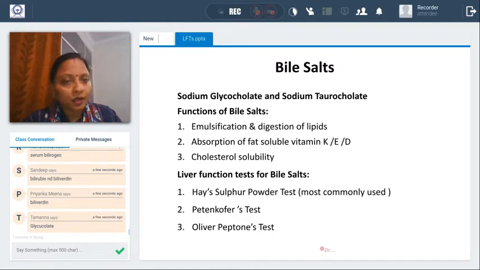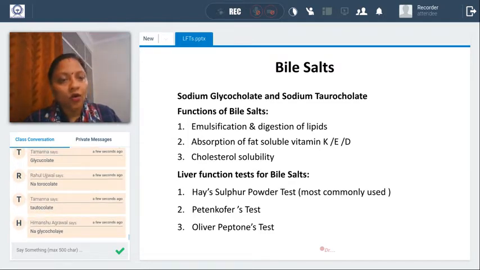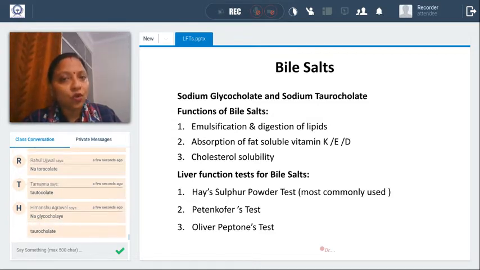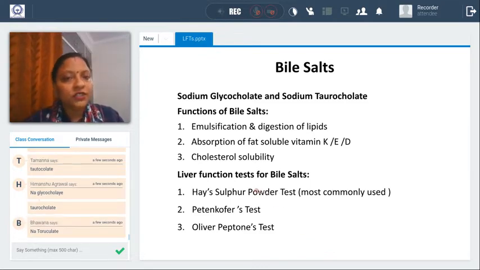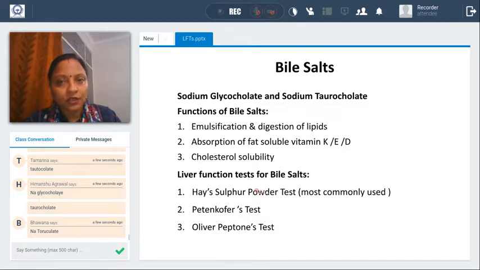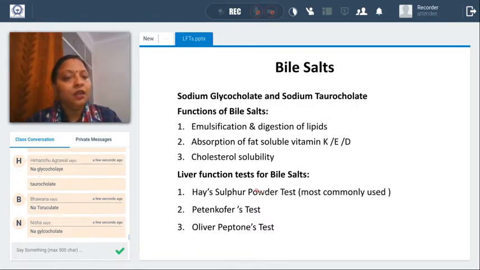First is sodium glycocholate. Always remember these are bile salts, and bilirubin and biliverdin are bile pigments. So don't confuse. These are the bile salts, that is sodium glycocholate and sodium taurocholate. What are the functions of bile salts? Emulsification and absorption of lipids, absorption of fat soluble vitamins, cholesterol solubility. And what are the liver function tests for bile salts?